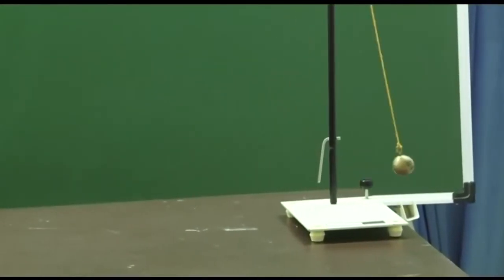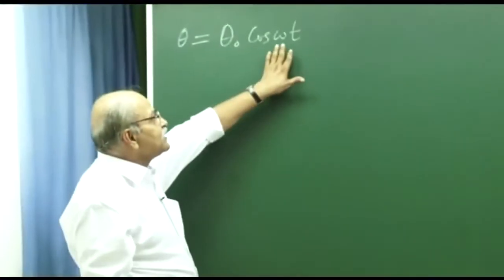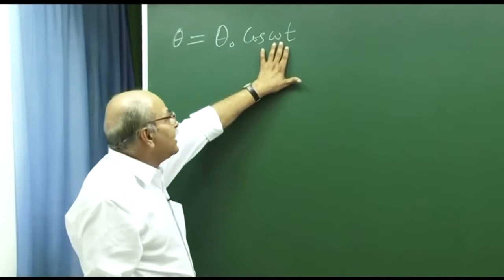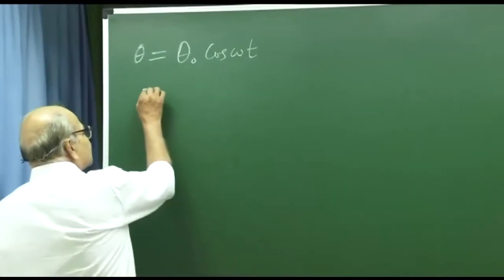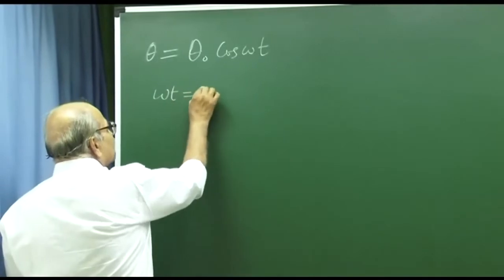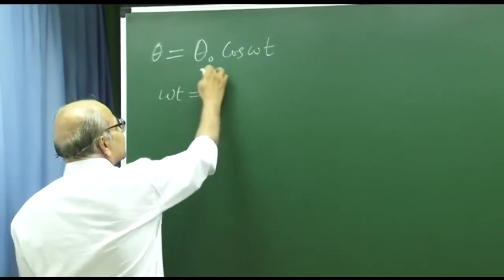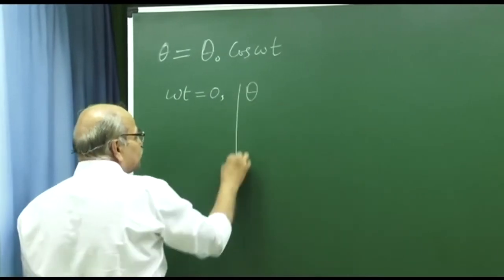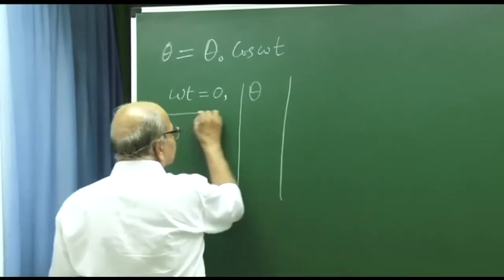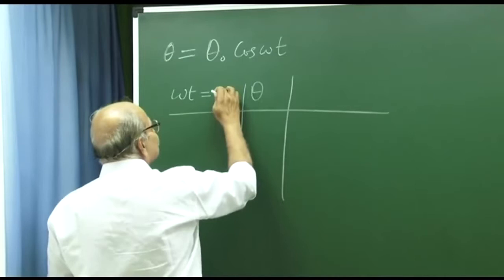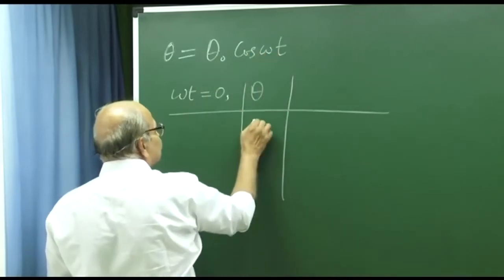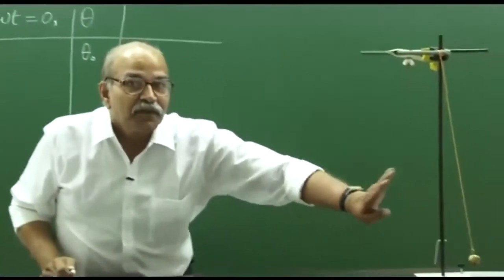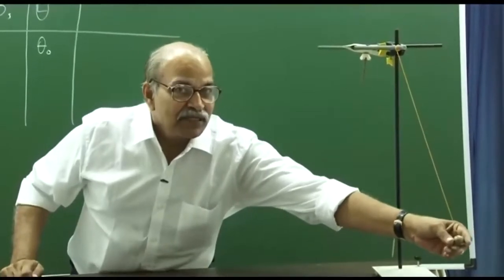So, this entire phase can be described mathematically just by giving the value of this omega t. And how? Let us see, let us try. Suppose omega t is 0. What does it say? It says that theta is equal to theta naught. So, let me make a table. Theta is equal to cos of 0 is 1. So, theta is equal to theta naught and it is positive. So, the pendulum is on its positive extreme, this position, theta naught.